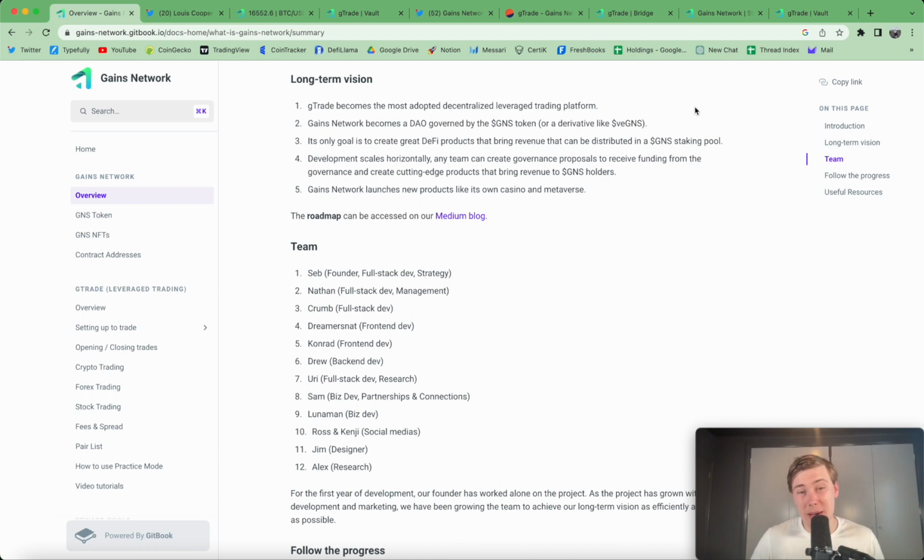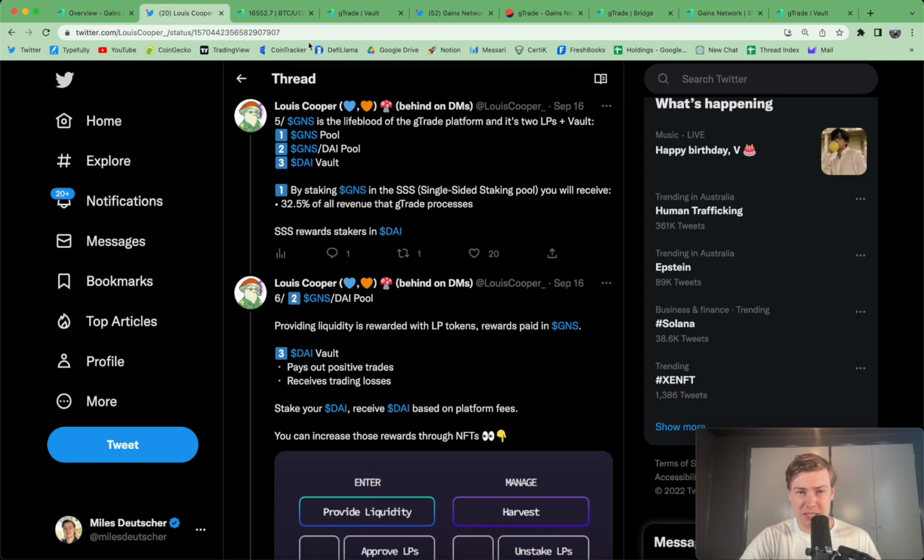The long-term vision of Gains Network is to become the most adopted decentralized leverage trading platform in crypto. Gains wants to become a DAO governed by the GNS token and create DeFi products that can bring revenue that can be distributed in a GNS staking pool. And we're going to get into how to stake GNS and how to stake DAI and capture upside to what is a very exciting project in crypto.